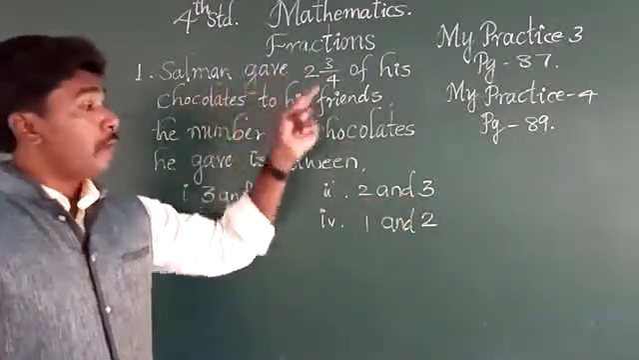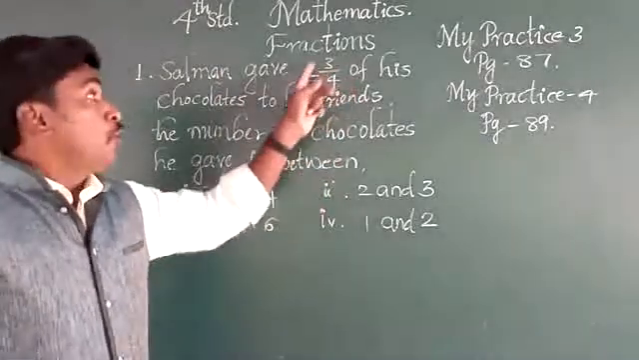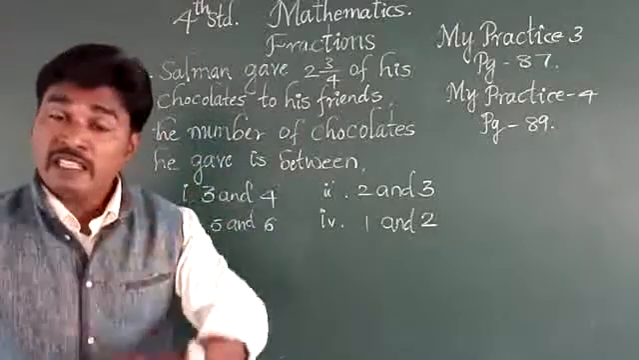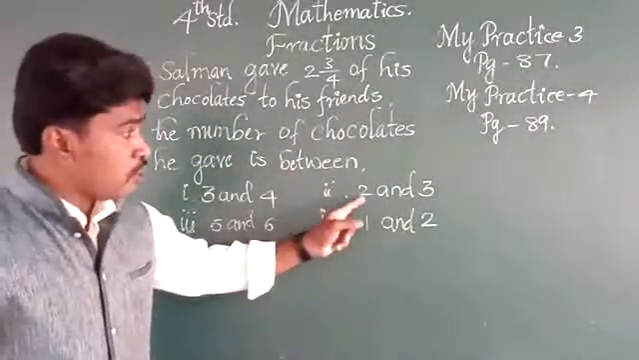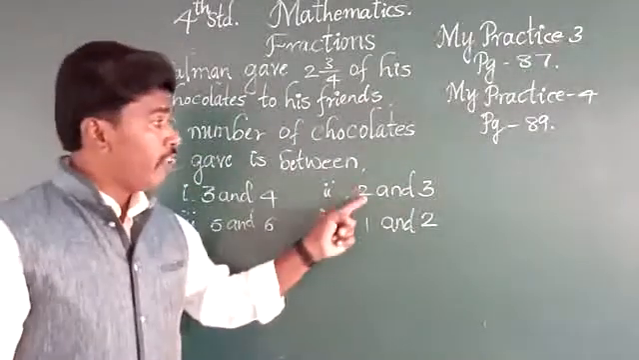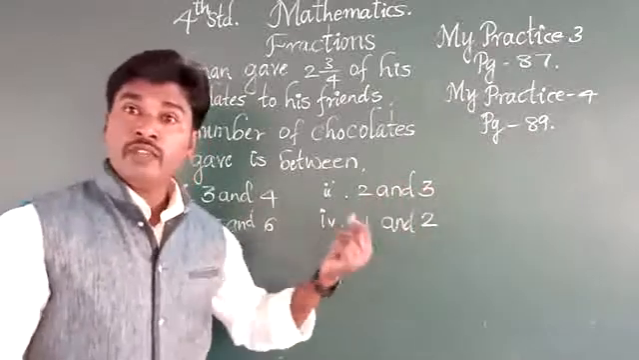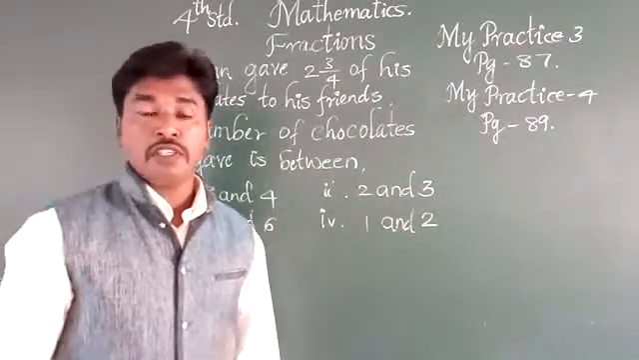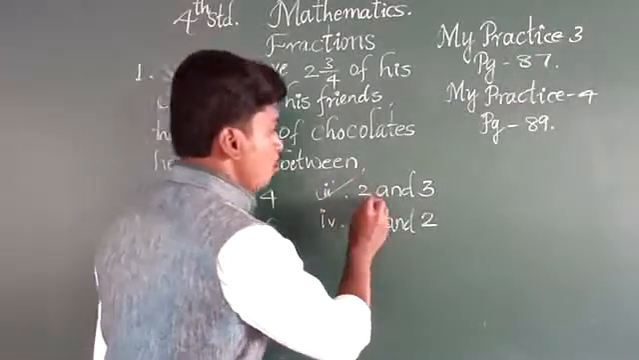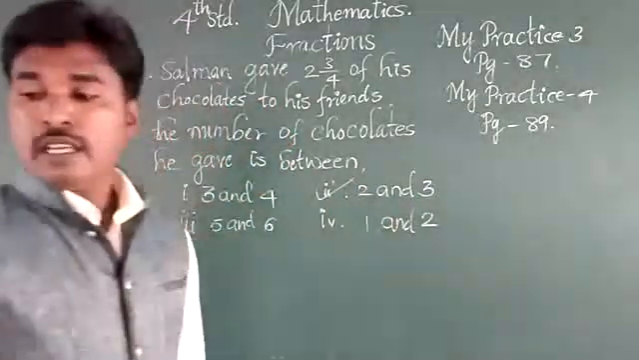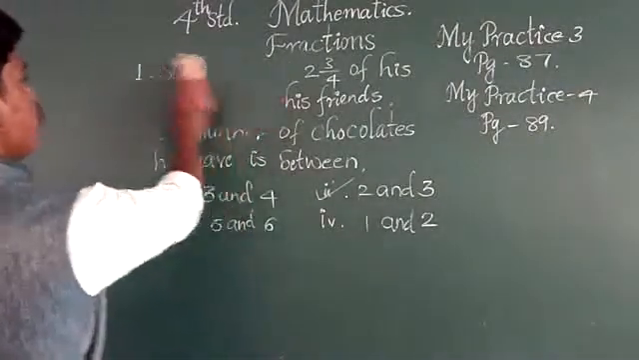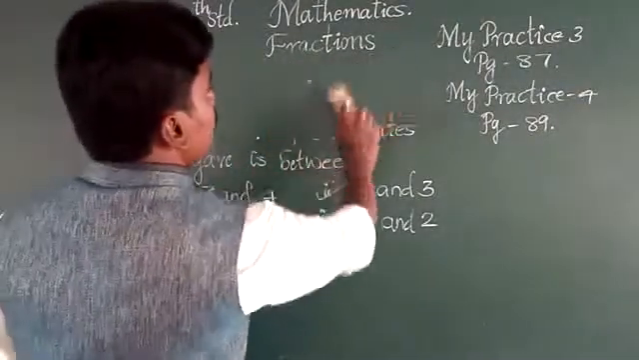So Salman gave 2 into 3 by 4 of his chocolates to his friends. These number of chocolates are in between 2 and 3, greater than 2 and less than 3. I hope you can understand this question. So the answer is 2 and 3. Now I should proceed to the next one.